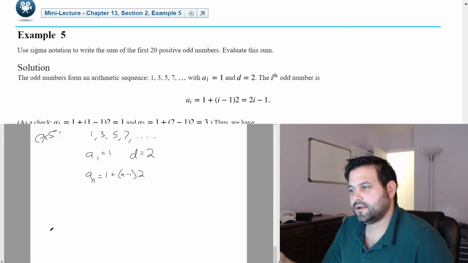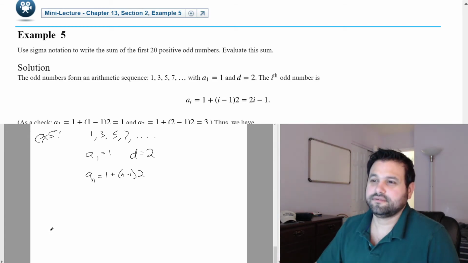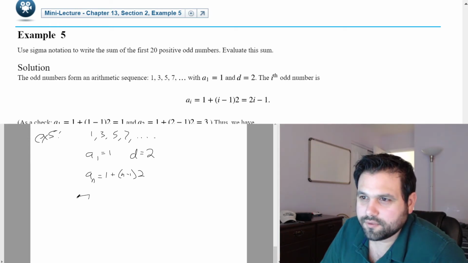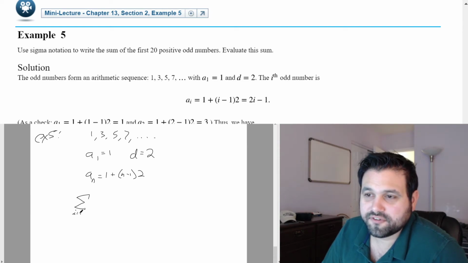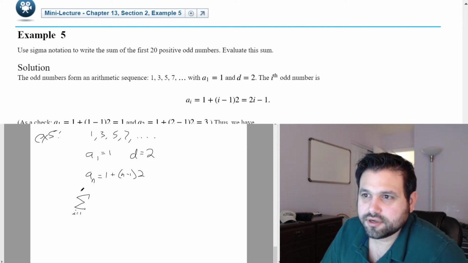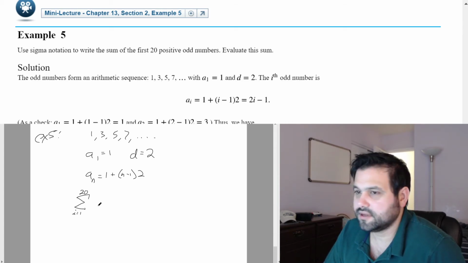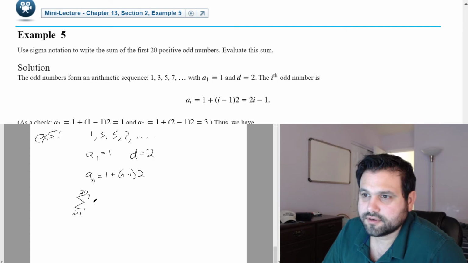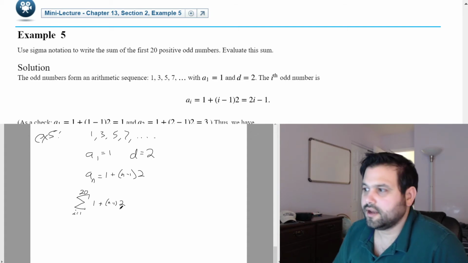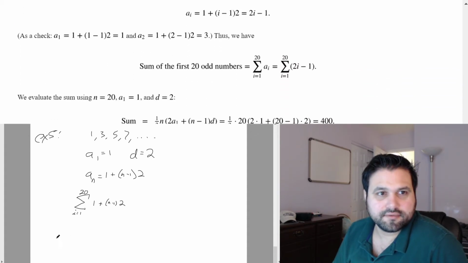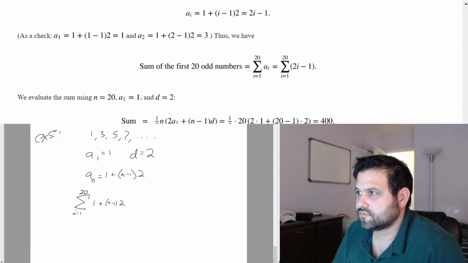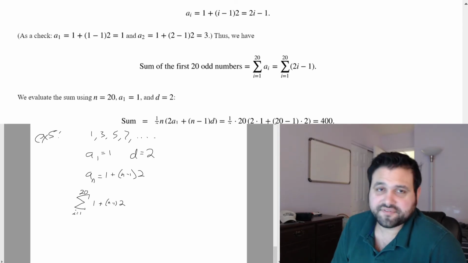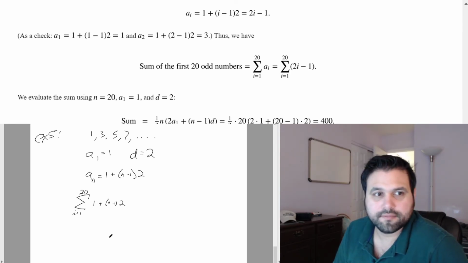So we really like to use i as the variable. So we would be looking at i equals 1, from the first term to the 20th, the first 20, of this function. I could just write it like this. Now we do see in the book that they went ahead and distributed and did all this stuff. That's fine too. You can write it in simpler form as well.